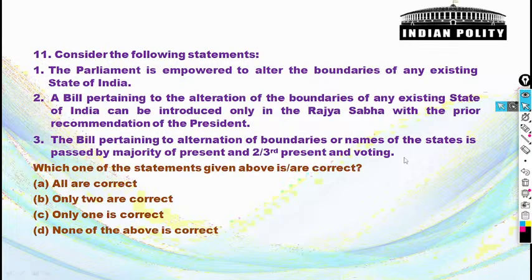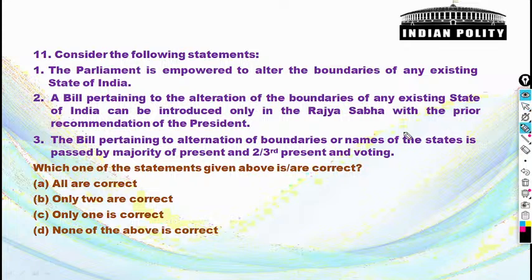Question number 11. Consider the following statement. Parliament is empowered to alter the boundaries of any existing state of India. A bill pertaining to the alteration of boundaries of any existing state can be introduced only in the Rajya Sabha with the prior recommendation of the President. A bill pertaining to alteration of boundaries or names of state is passed by majority present and 2/3 present and voting. Let us examine. The first option is correct.